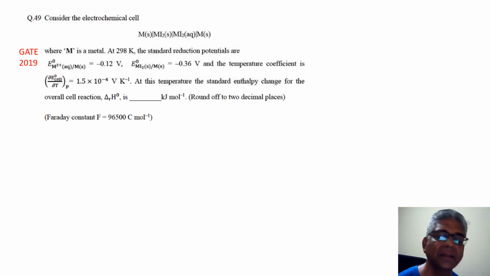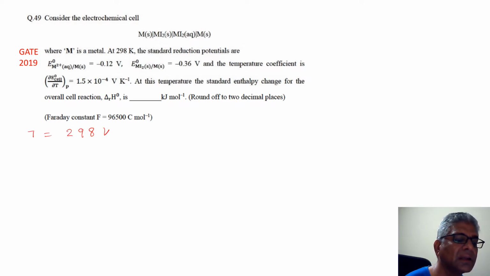Hello students, in this video I am going to discuss one numerical from the electrochemistry chapter given in the GATE 2019 question paper. Now let us go through the problem first. This is the electrochemical cell that is given to us, where M is a metal. The temperature is given as 298 Kelvin. So T is given as 298 Kelvin.